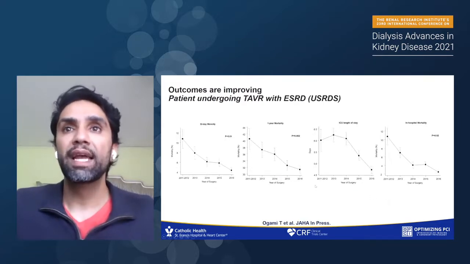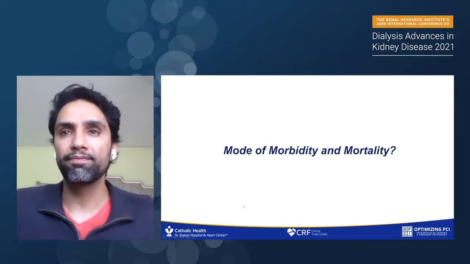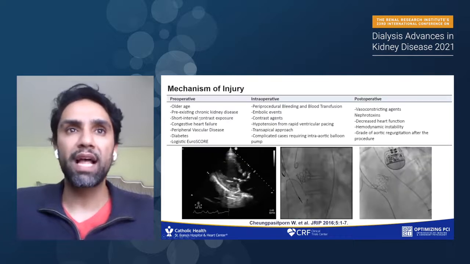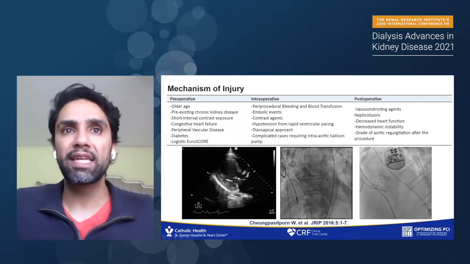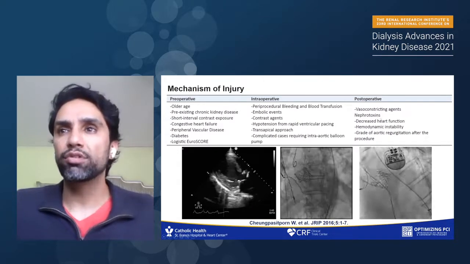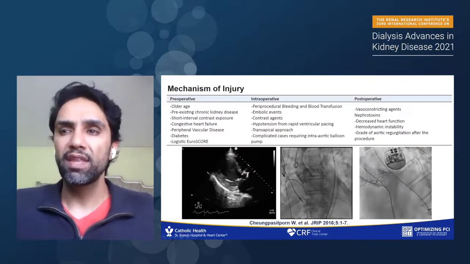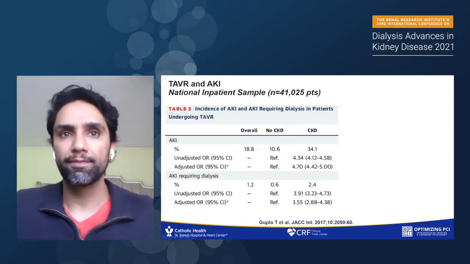The good news is that in patients with end-stage renal disease, the mortalities are going down, so we are getting better, and so there is hope for this patient population. What's the mode of morbidity and mortality? Patients with older age, pre-existing chronic kidney disease, they have heart failure, they have complications because of severe calcification, they end up postoperatively with a lot of nephrotoxins and decreased heart function. So these are very, very sick patients.